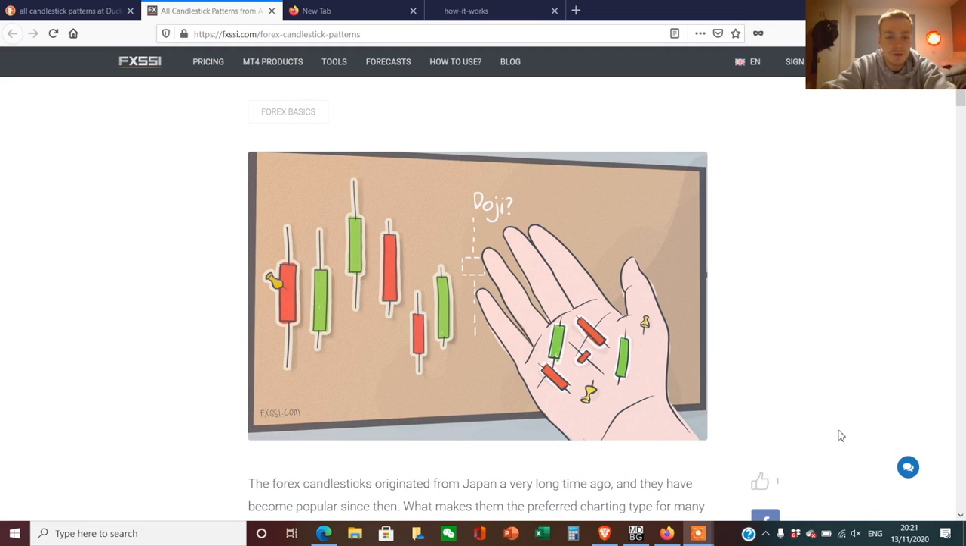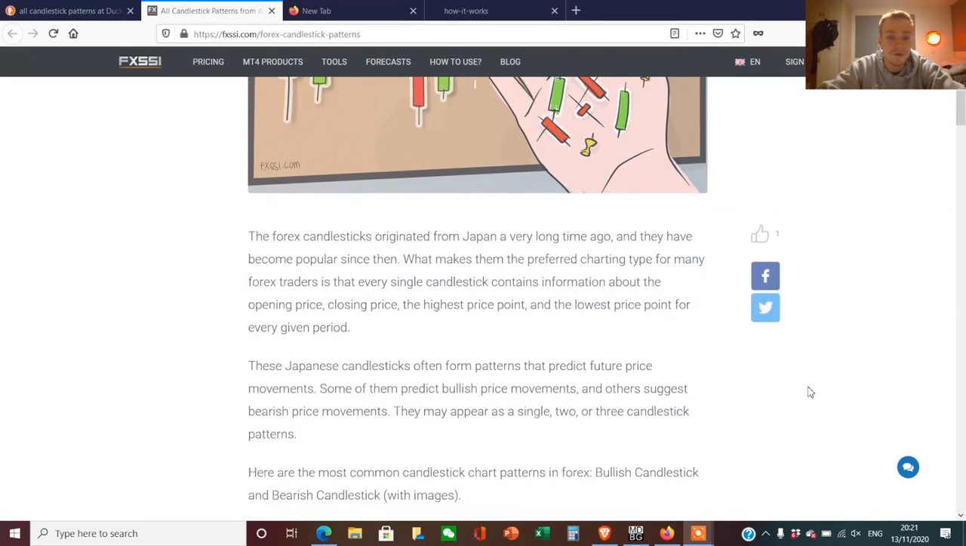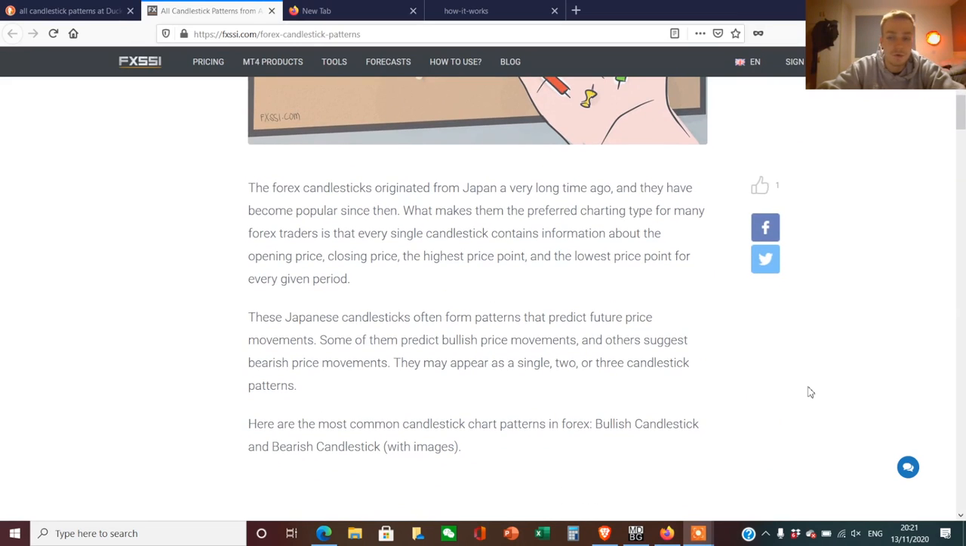evening. So today I'm going to just discuss candlesticks and how these can be used as a technical indicator. So I'm on a website here, and this just gives a brief summary, so I'll read this for you.